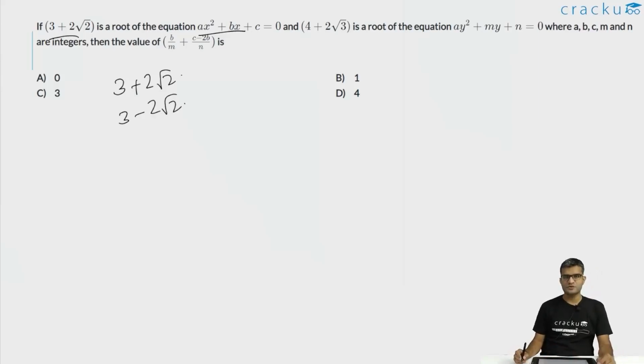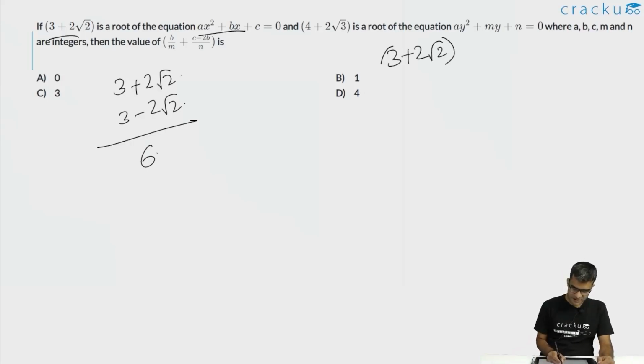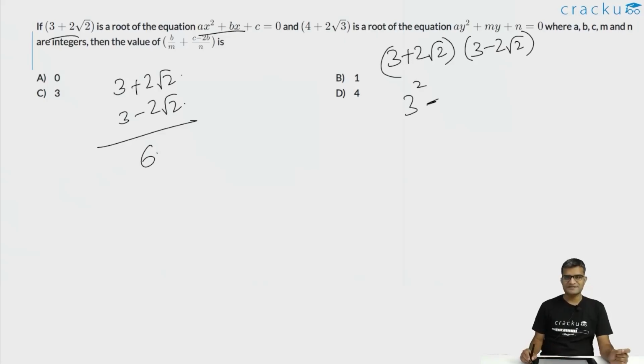What is the sum of these two roots? What is the sum of 3 plus 2 root 2 and 3 minus 2 root 2? That is 6. And what is the product of 3 plus 2 root 2 and 3 minus 2 root 2? 3 plus 2 root 2 into 3 minus 2 root 2. This is of the form a plus b into a minus b. So this is 3 square minus 2 root 2 whole square. What is 2 root 2 whole square? This is equal to 9 minus 8, which is equal to 1.